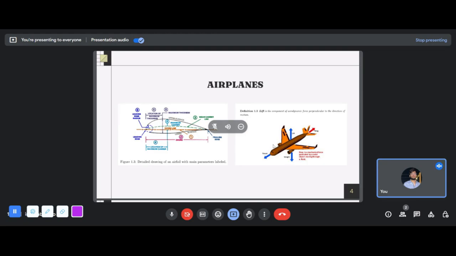Now in the next figure we can see a term which is lift. Lift is the component of aerodynamic force perpendicular to the direction of motion. We can also see three other terms: drag, thrust and weight. Drag is a mechanical force generated by a solid object moving through a fluid. Weight is the weight of the object or the aircraft, and thrust is the force applied by that object.